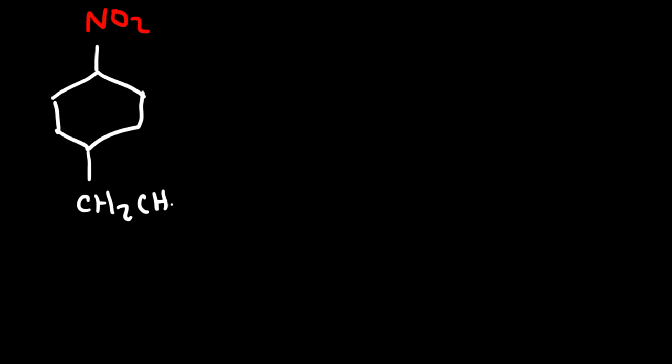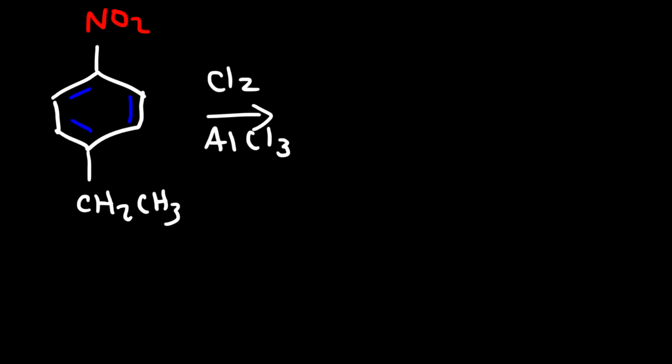Now let's say we have a disubstituted benzene derivative. So we have a benzene ring with an NO2 group and an ethyl group. What's going to be the major product if we react it with chlorine and aluminum chloride? So we know we need to add a chlorine atom to the ring. So which hydrogen atom should we replace?